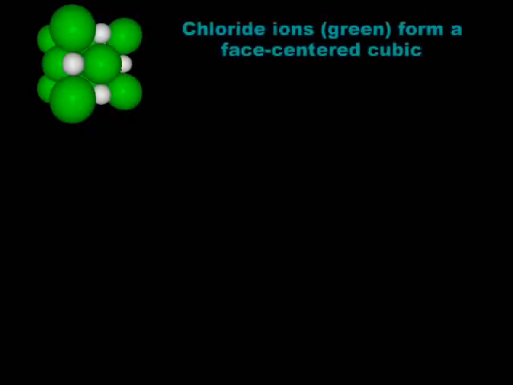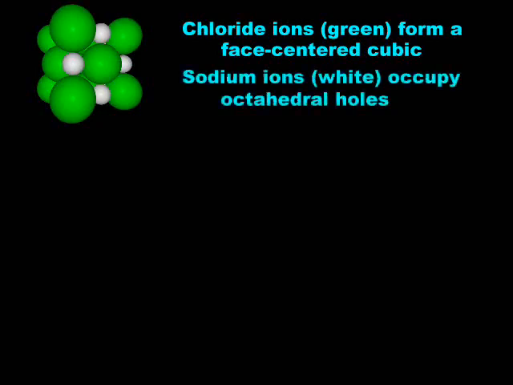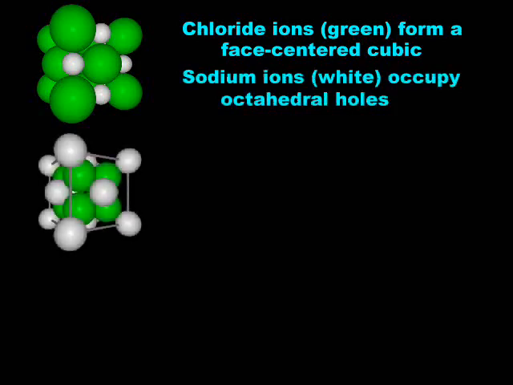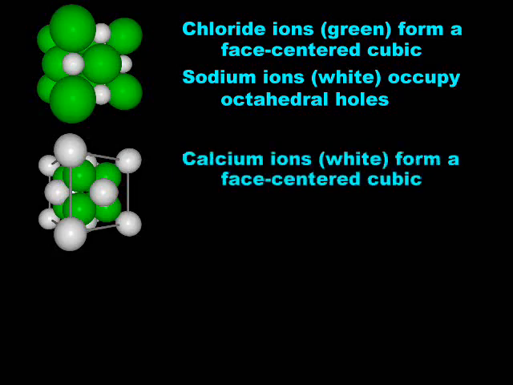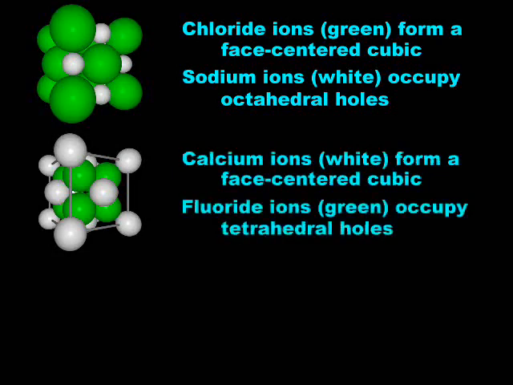Let's take a moment to review. The halite or sodium chloride structure can be viewed as a close-packed array of chloride ions with the sodium ions in all of the octahedral holes. The fluorite or calcium fluoride structure can be viewed as a close-packed array of calcium ions with the fluoride ions in all of the tetrahedral holes.